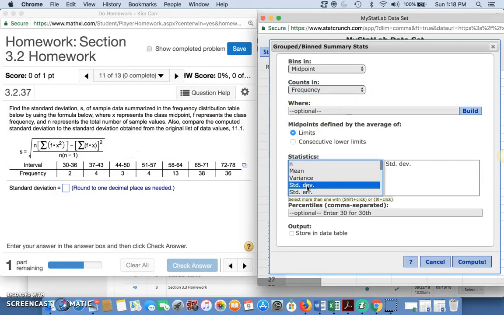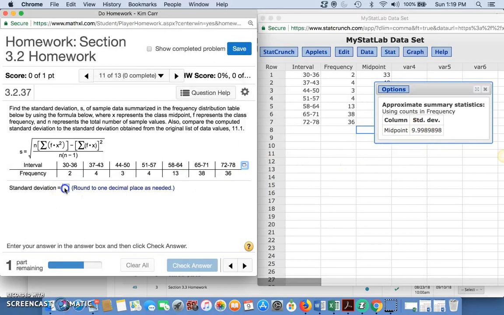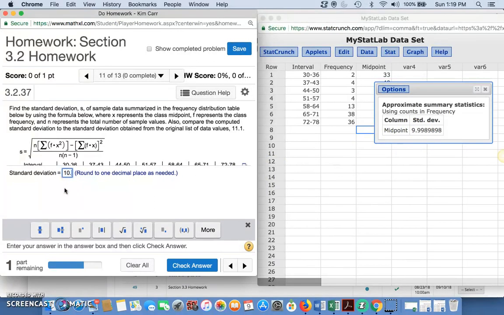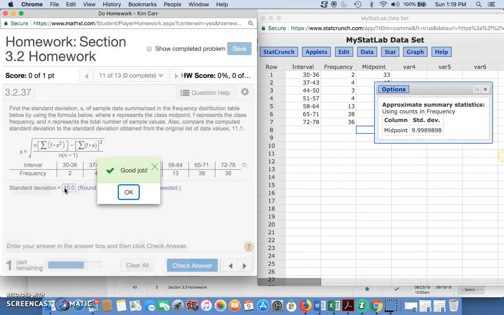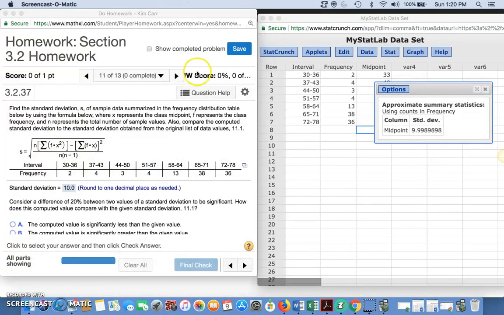So go choose what you want and compute. Okay, that's the standard deviation right there, and it wants it rounded to 1 decimal place, and that rounded to 1 decimal place actually becomes 10.0. Okay, we've done the part that we needed to do with StatCrunch. We found the midpoints, and then we went to stats, summary stats, but we had to do bin group data.